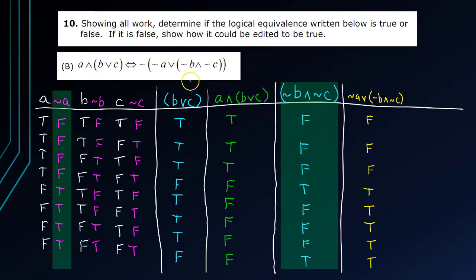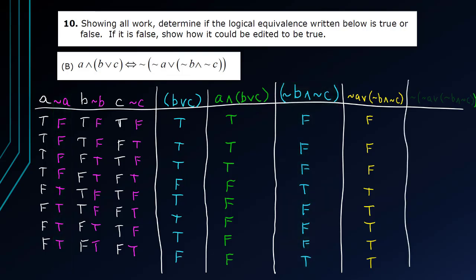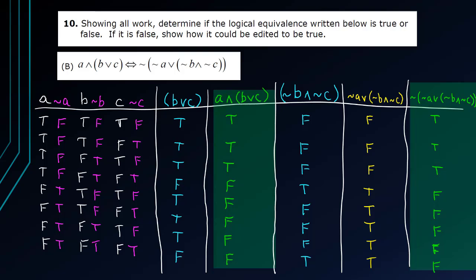And now I want to negate that whole thing. Now I have to finally negate that. And so if I negate that last column, I'm just going to take this one here and do the opposite truth values. So I get true, true, true, false, false, false, false, false. And now when I compare the two columns, the left-hand side and right-hand side, I do see they in fact have the same truth table. 3 trues followed by 5 falses. Therefore, this is a true statement.